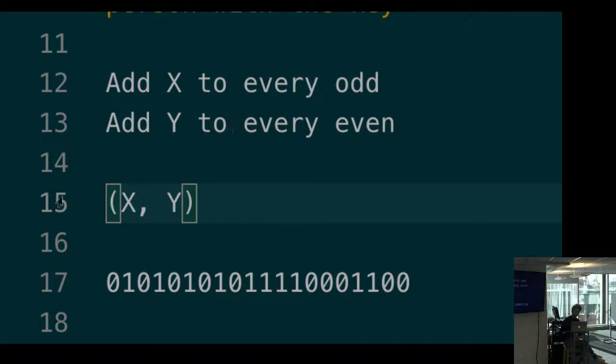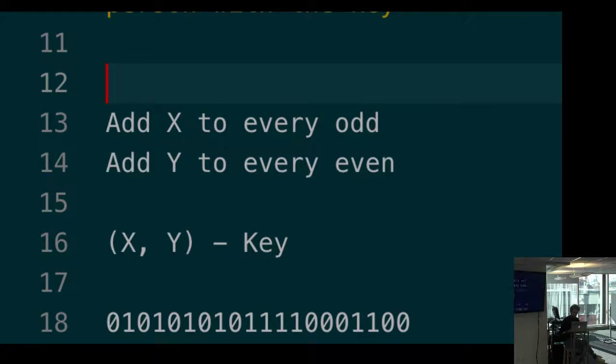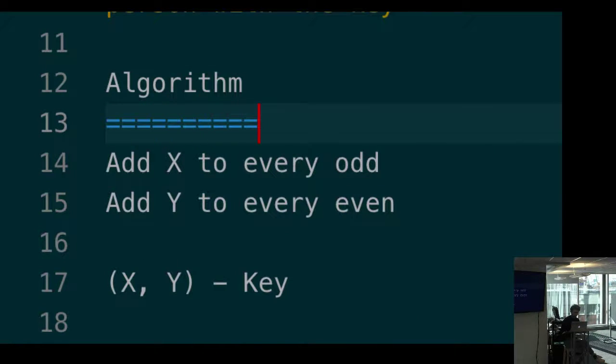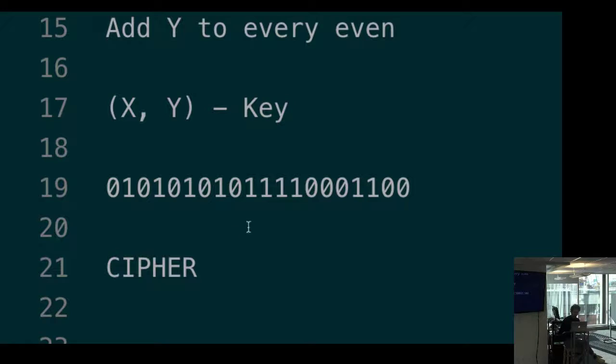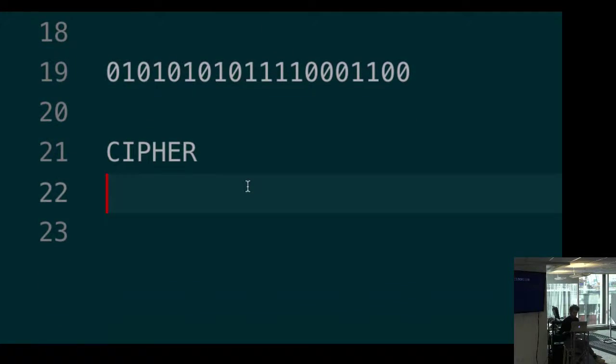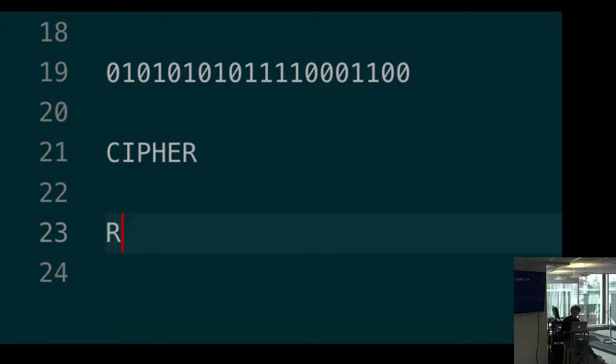Okay, so this whole thing here, XY, we'll say this is the key. And this thing here, that's maybe the algorithm. This particular algorithm is of a class called ciphers. An example of a cipher would be a thing called ROT13.